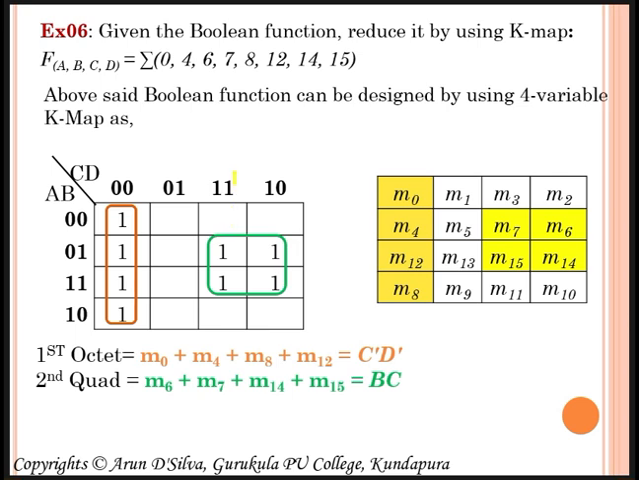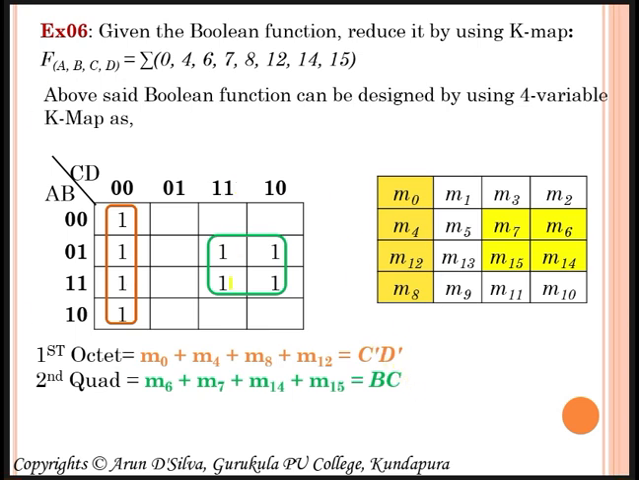And column wise, when you see, it belongs to third and fourth column. The third column CD value is 1 1, and fourth column CD value is 1 0. That means the C value remains 1 itself. D value changes, so we have to consider C. Value is 1, so only we have to consider C.